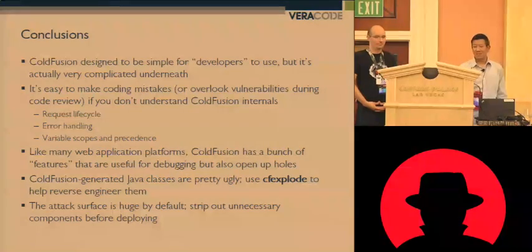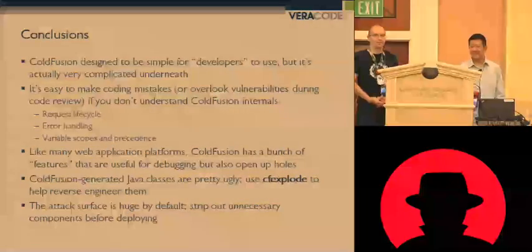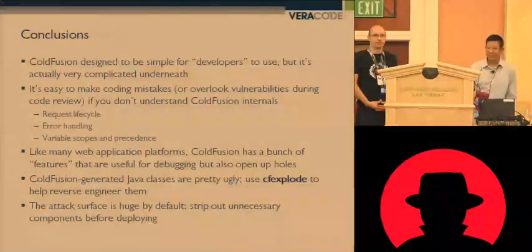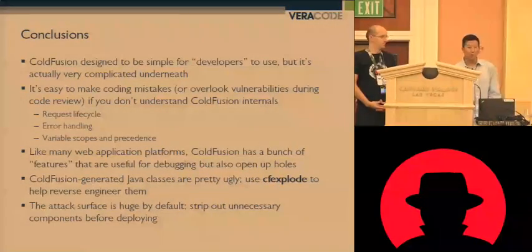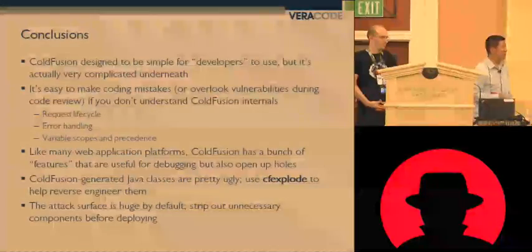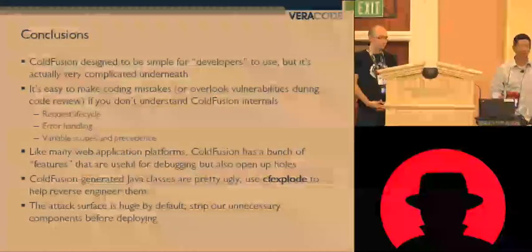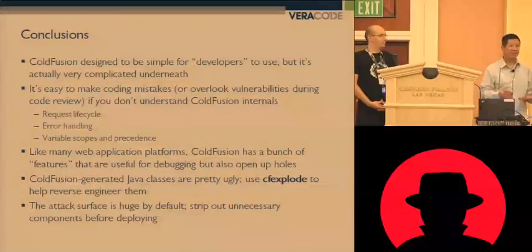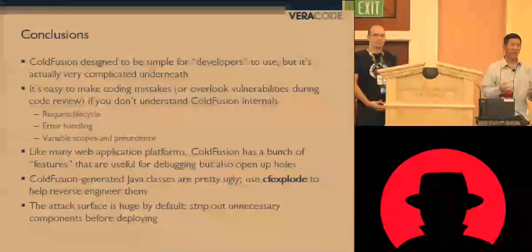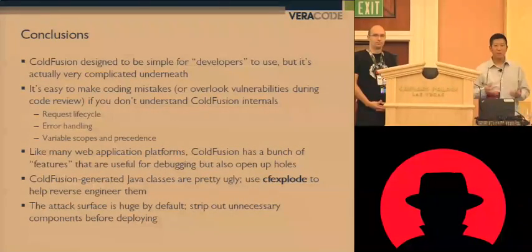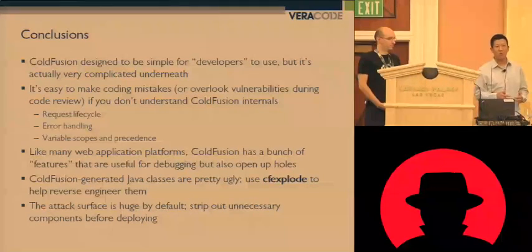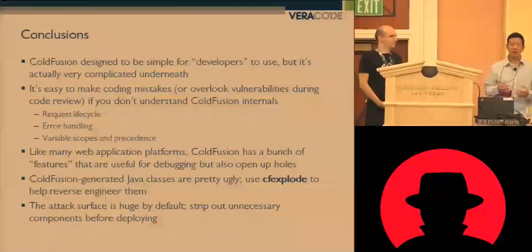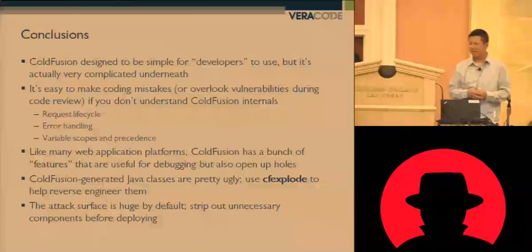ColdFusion is designed to be easy, but the cost of making it easy is that it actually is very complicated underneath, and there are unexpected things that happen, like the variable scoping. It's easy to make mistakes if you don't really understand how ColdFusion works with the request lifecycle, how error handling is happening, the default error pages and things like that, how variable scopes work, how the search order works. All these things, just by looking at the ColdFusion code, you have to understand how that works. Otherwise, you don't really know if there are vulnerabilities there.